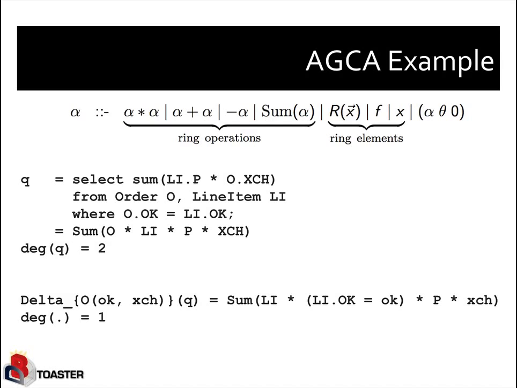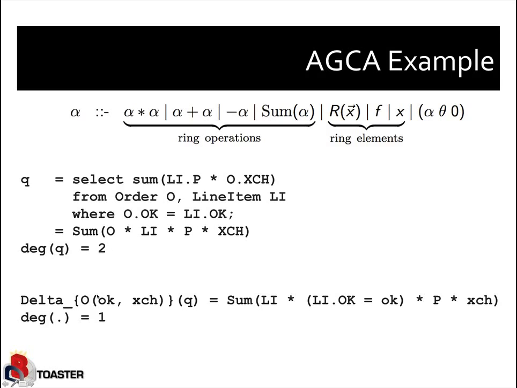Now, the important thing is the degree of this expression is 2. Why is it? Because we have just multiplications here. The degree of this product of 4 things is the sum of the degrees of these 4 terms. Well, the degree of the relations is 1, so 1 plus 1 plus 0 plus 0, because the variables have degree 0. And the degree of the sum is just the degree of what is inside. So the degree of this overall aggregate query is 2.